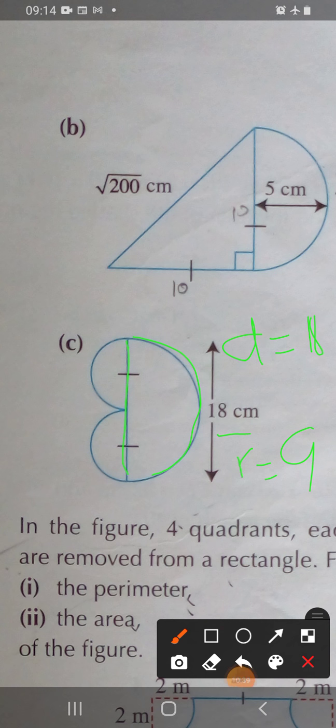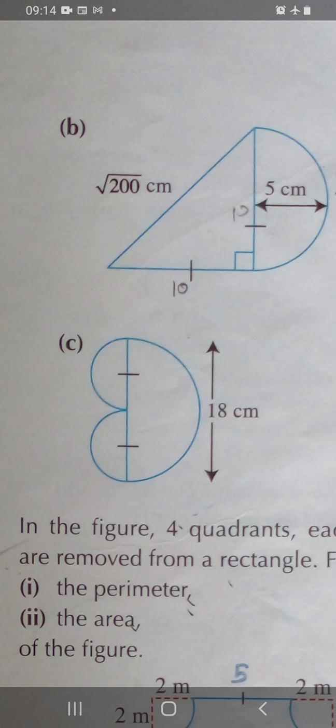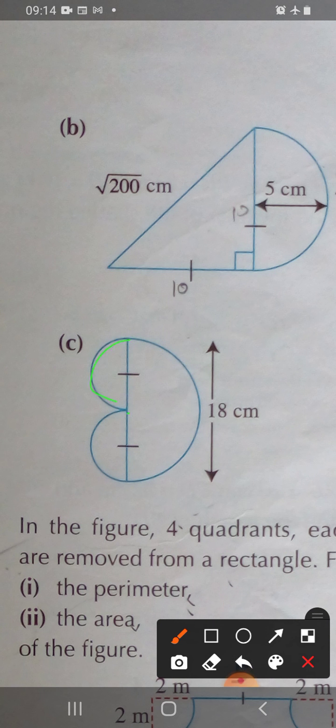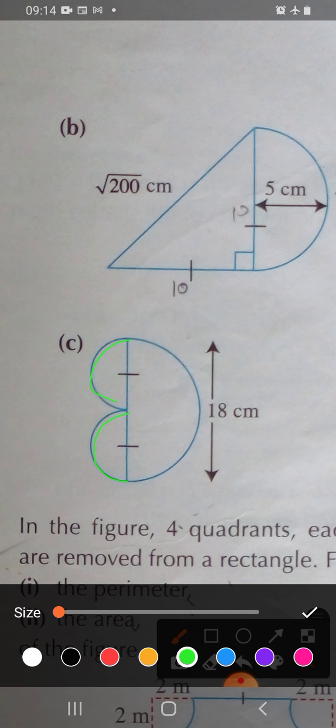And there again we have 2 more semicircles. One semicircle is this, one semicircle is this. Now these lines, this line and this line, they are indicating that these 2 lines are the same. Now if we divide 18 into 2 equal parts, it's going to give us 9 and 9. So the diameter of these 2 semicircles is 9 and 9. So their radius becomes 4.5 and 4.5. Because they have the same radius, they have the same diameter, so we can consider these 2 semicircles as a complete circle.